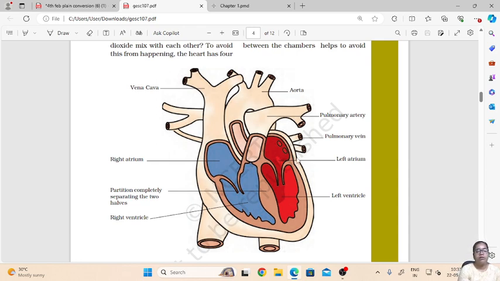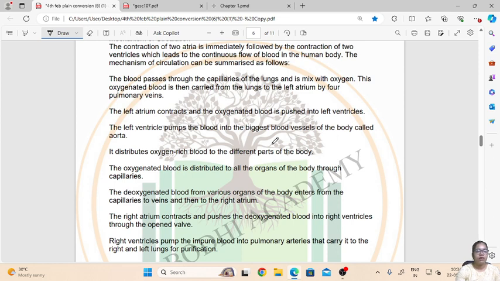So from the pulmonary veins, the oxygenated blood from the lungs enters into the left atrium, and from there it enters the left ventricle. The left ventricle pumps the blood into the biggest blood vessel of the body called the aorta. This distributes oxygen-rich blood to the different parts of the body.